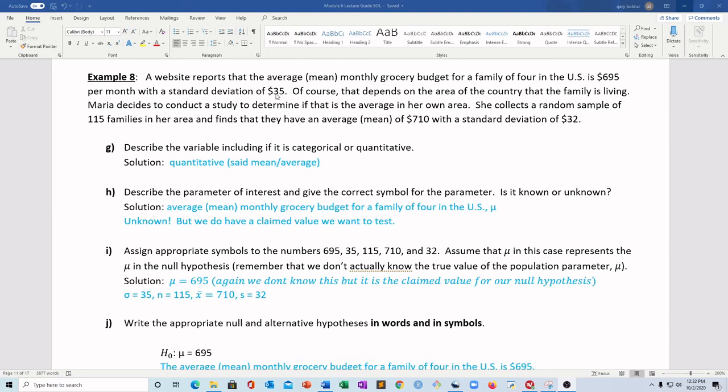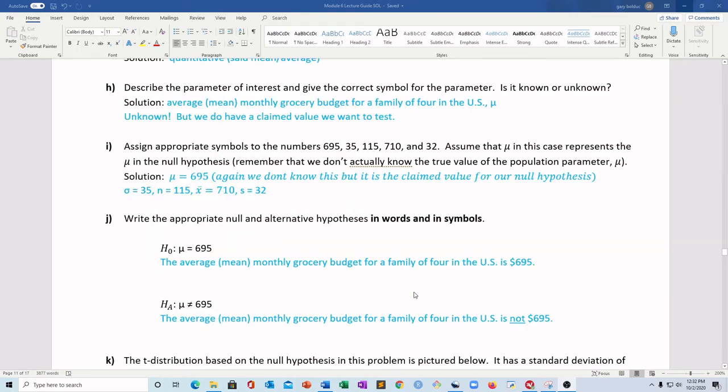35 was the standard deviation, the claimed population standard deviation. That's sigma, Greek letter because it's a parameter. n is 115. Our sample size is 115 families. x bar is 710, an average of $710. Standard deviation of 32, but that's for our sample, so that's little s.